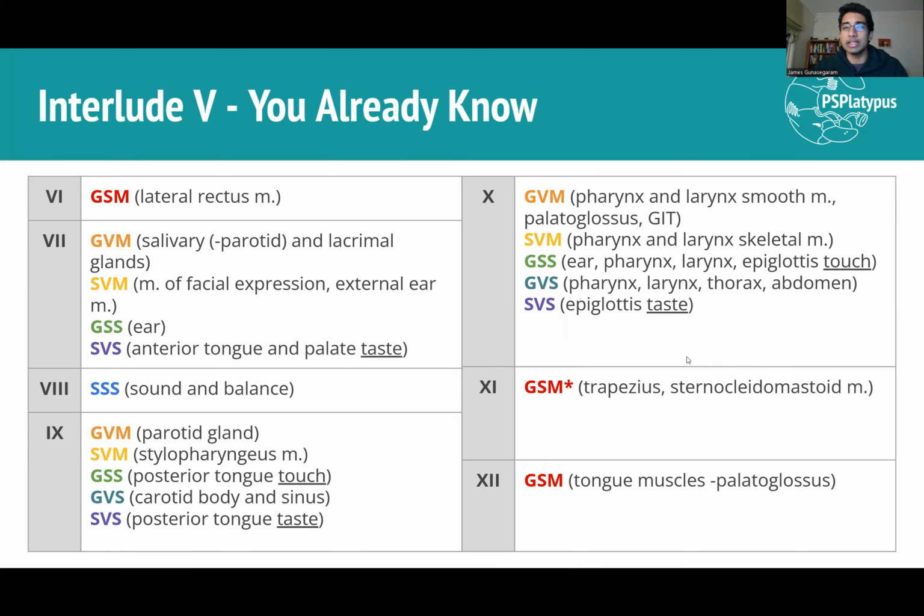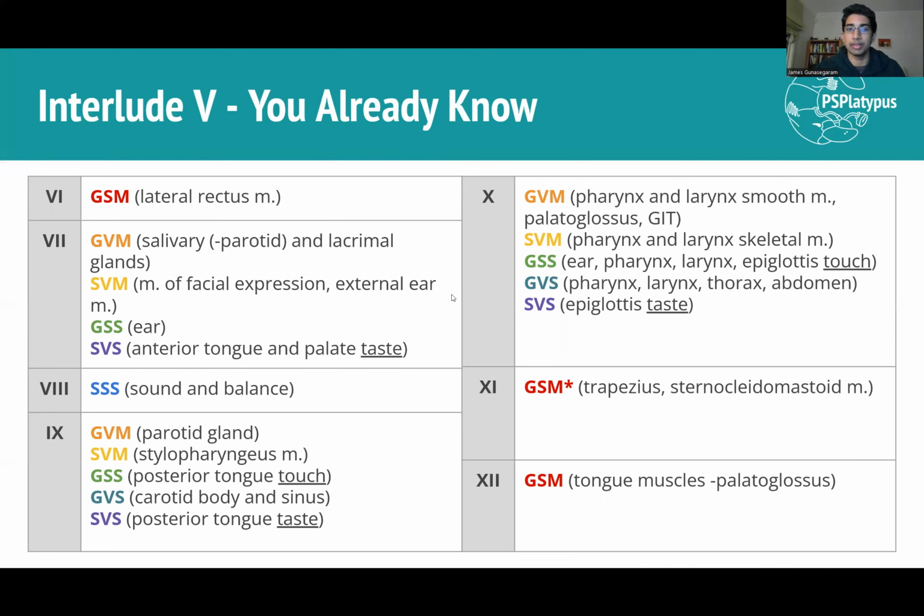I think really the easiest way to learn a lot of this stuff is to understand the exceptions. So remember that the palatoglossus is not innervated by the hypoglossal nerve. It's the exception. Your stylopharyngeus muscle, unlike most of the rest of the stuff in the pharynx, is innervated by your glossopharyngeal nerve. Just little things like that. That's going to be the easiest way for you to remember this sort of stuff.